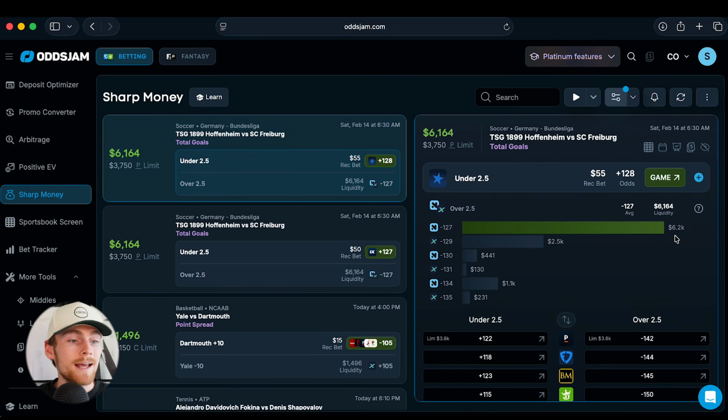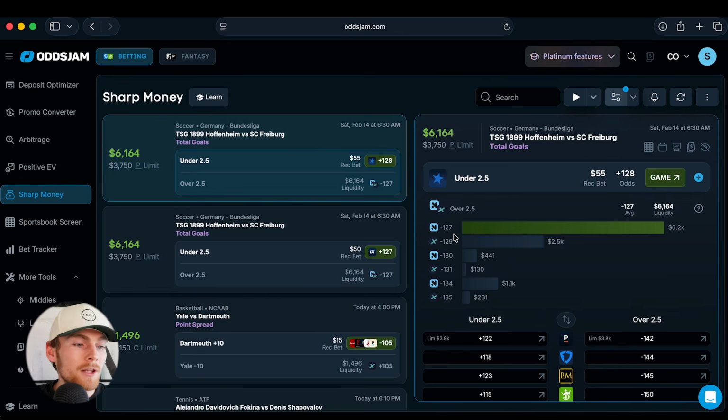And the reason I'm saying they placed it on the under here is because we can see that there is 6.2K worth of liquidity on the over that needs to be matched in order for this sharp's bet on the under to be fulfilled. Now we can see they placed it at plus 127 odds because the liquidity waiting to be matched is at minus 127, the complete opposite.